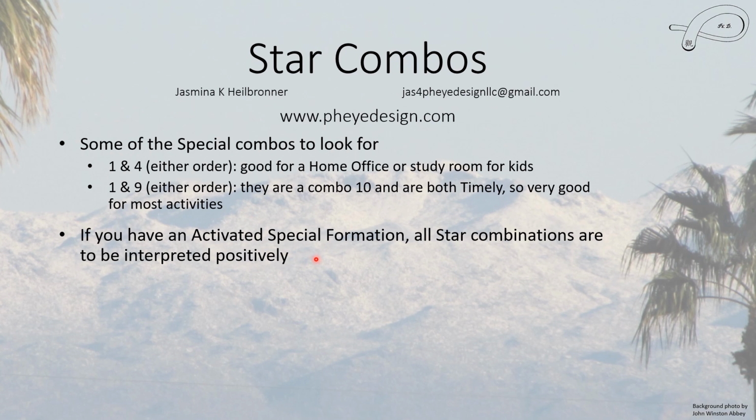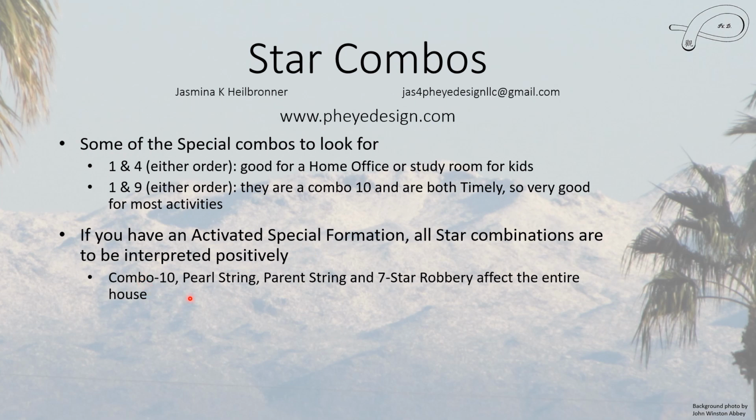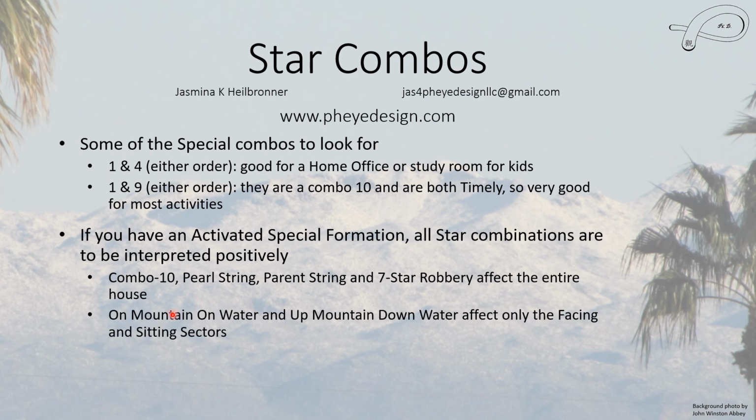If you have one of those special formations, and actually there are 6 of them, and I talk about them in other videos, all of the star combinations that are affected by this special formation are to be interpreted positively. So if you have a combo 10, pearl string, parent string, or 7-star robbery, they affect the entire house. So every star is interpreted positively. If you have an on mountain on water or an up mountain down water, that affects only the facing and sitting sectors of the house. Those stars will be timely in those 2 areas. The rest of the house you will have to look at timeliness in the standard way.